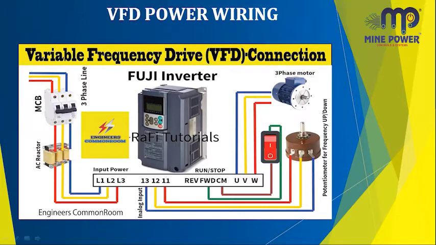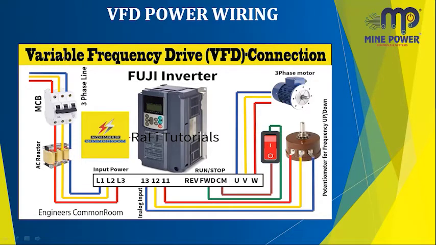Next, from input we give the supply. Then the output supply goes to the motor, UVW. At the last right side corner you see UVW. It's the output of the supply to the motor. From the input of the drive, the output comes from the UVW only.